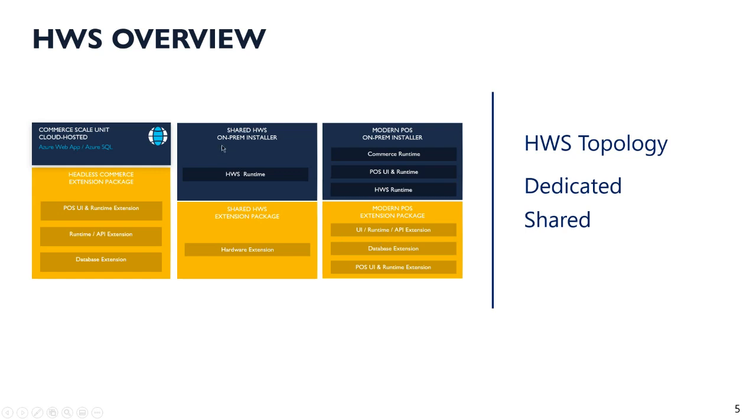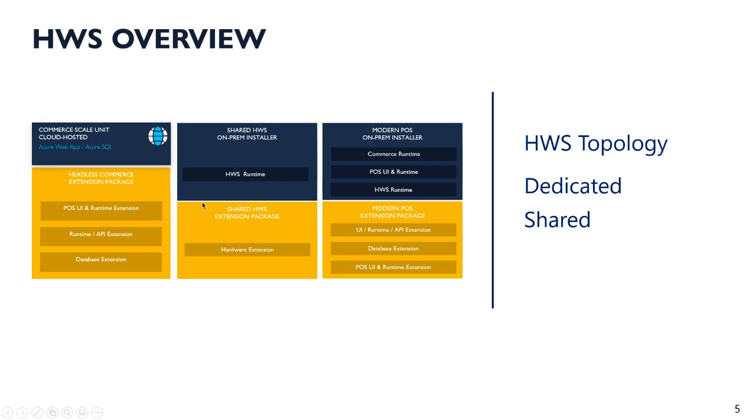Then the second type is called the shared one. This is mainly used if you're using the cloud point of sale, the browser, where there is no native layer of hardware station within that application. Because the browser cannot directly interact with the hardware station layer or communicate with the Windows hardware station devices, in this case you have to install a separate hardware station.